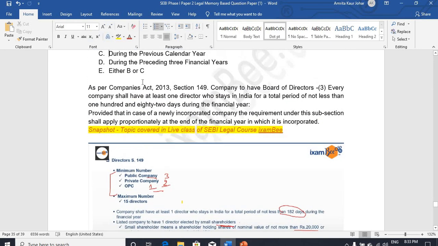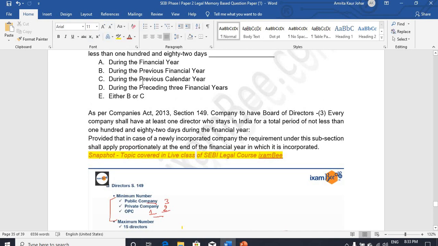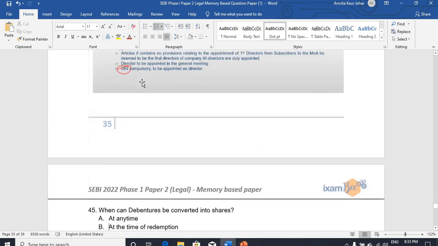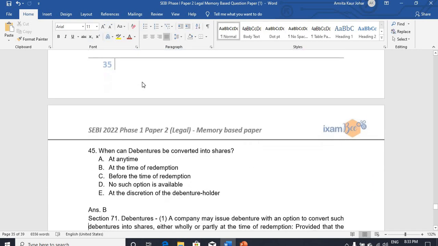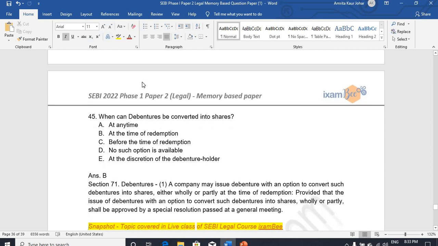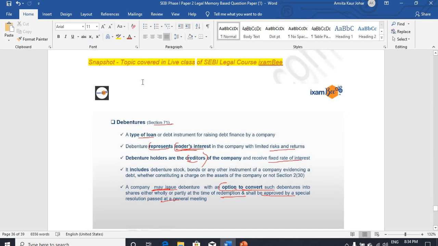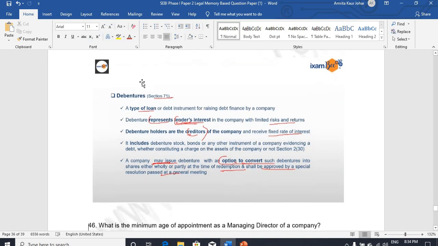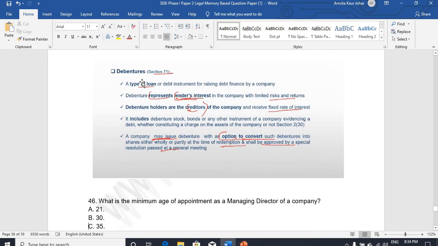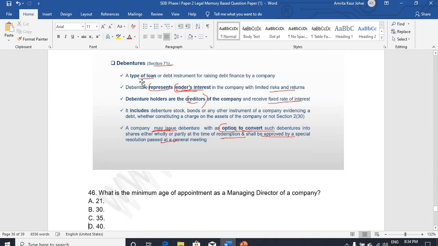So you can see how many questions there are from the topic of company law, and a lot of questions have been covered. The majority of the paper is on company law only. Section 149 of the Companies Act provides the answer directly. When can debentures be converted into shares? Again, section 71, a very important topic from company law on debentures, and it is also covered in the live class at the SEBI legal course at ixamBee.